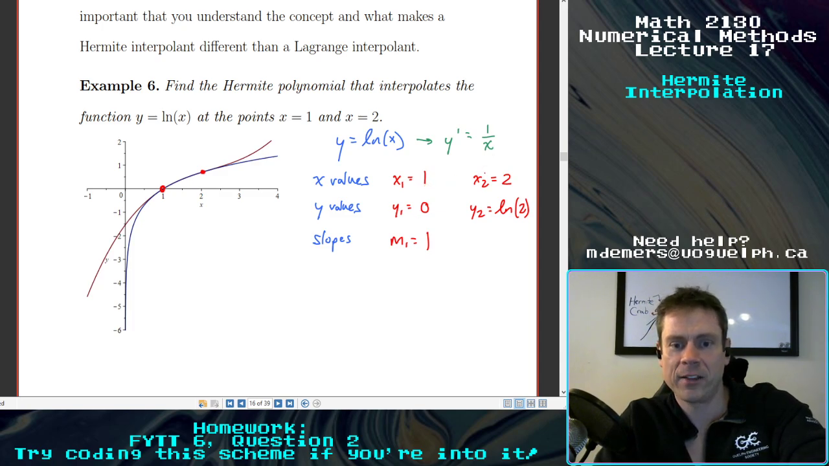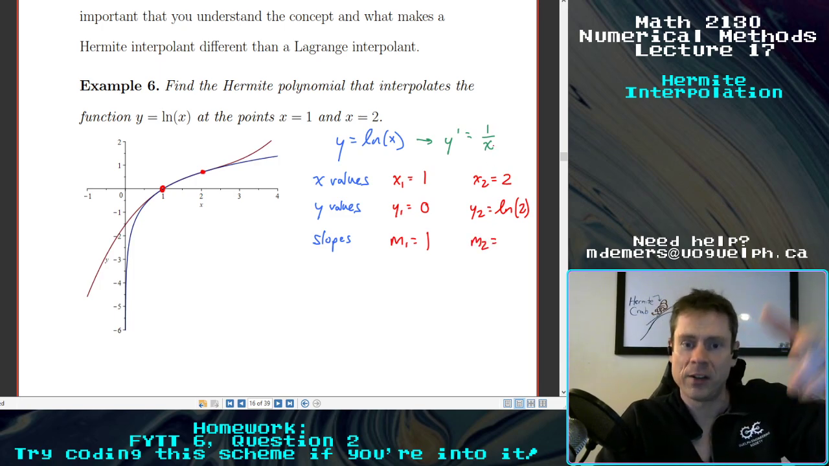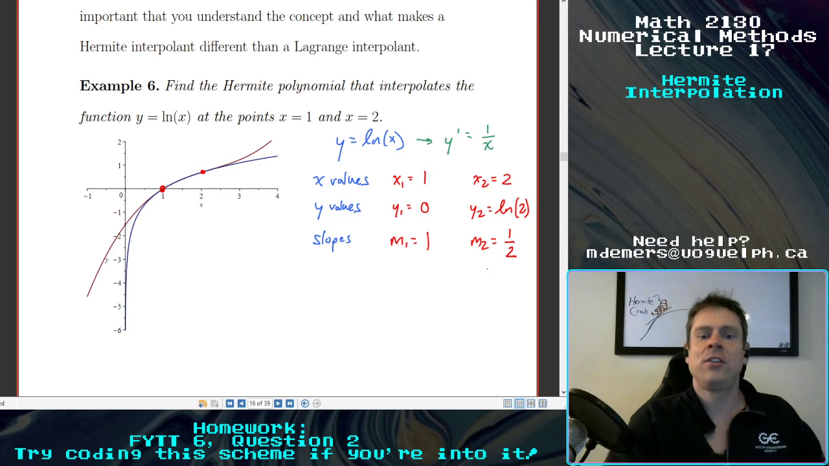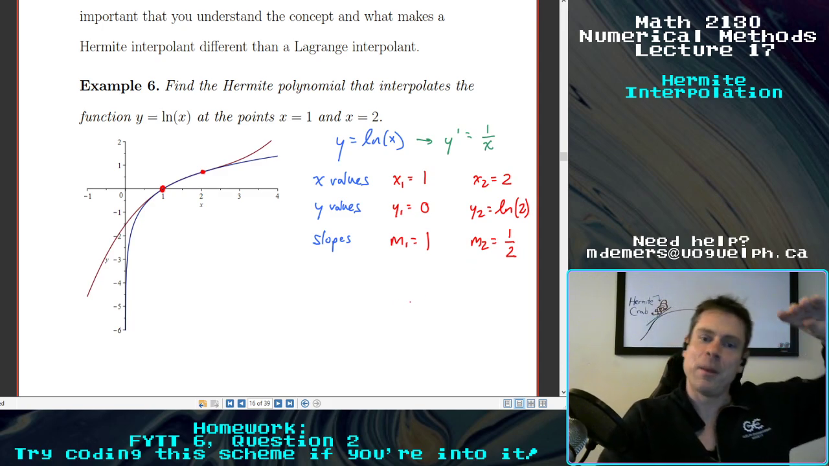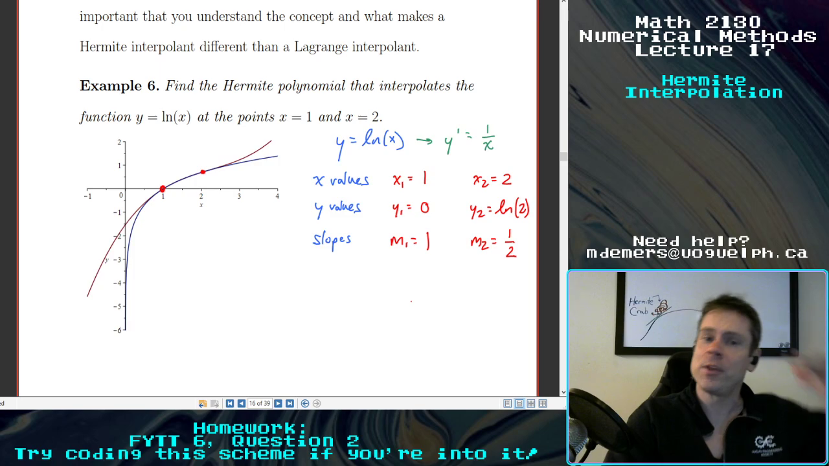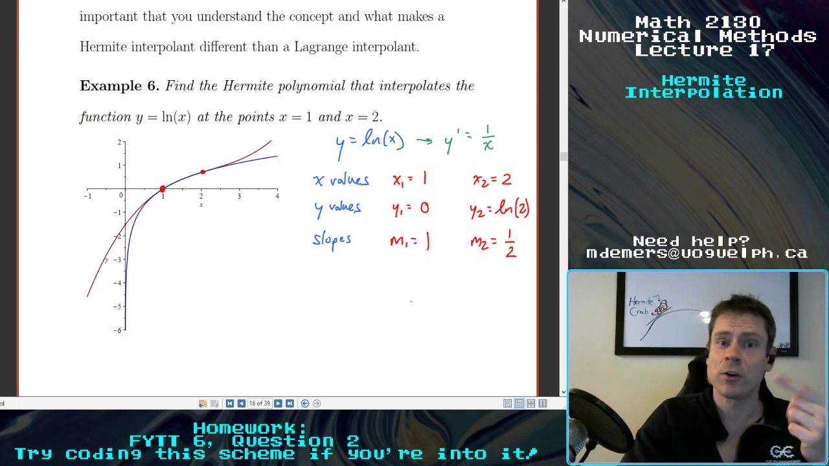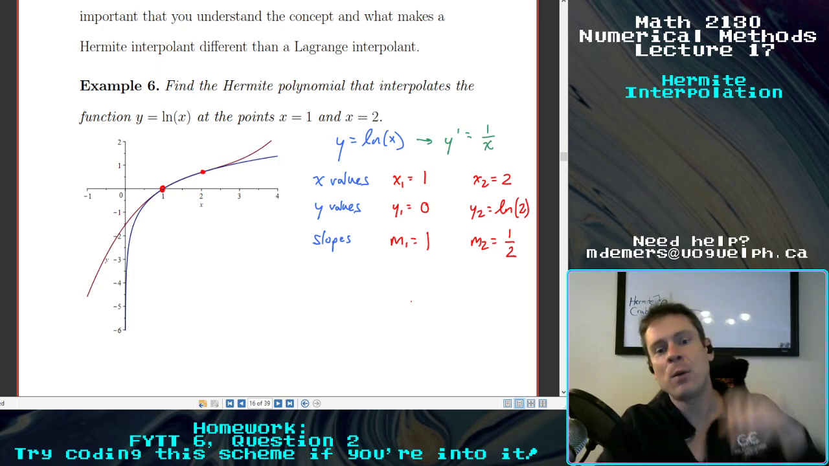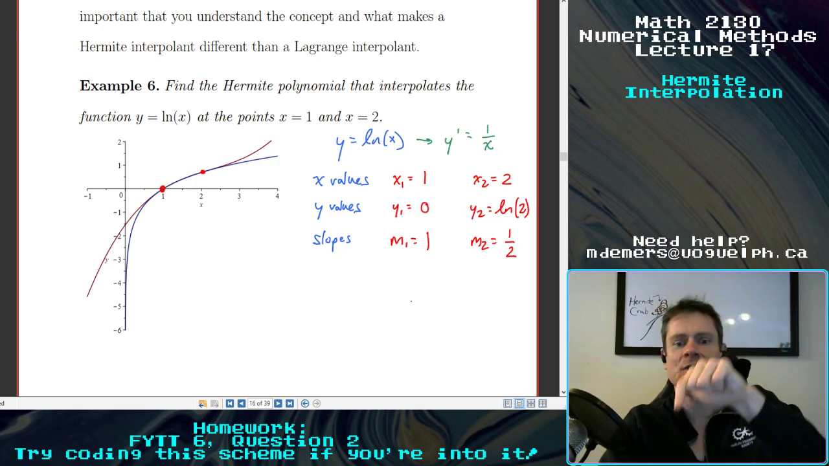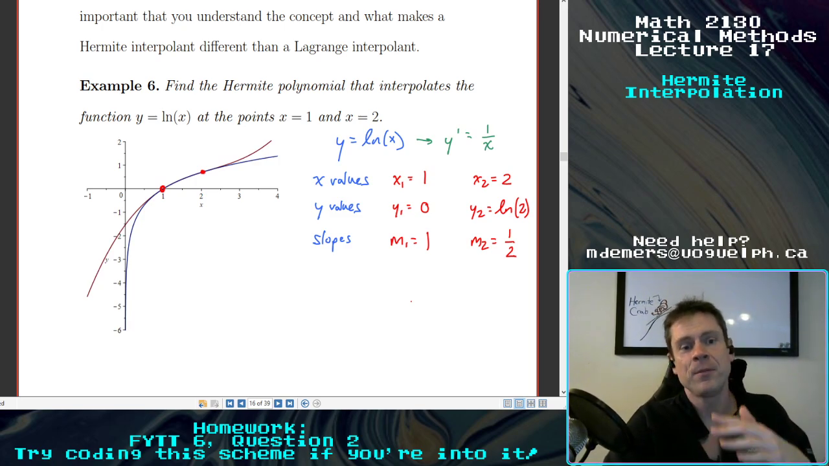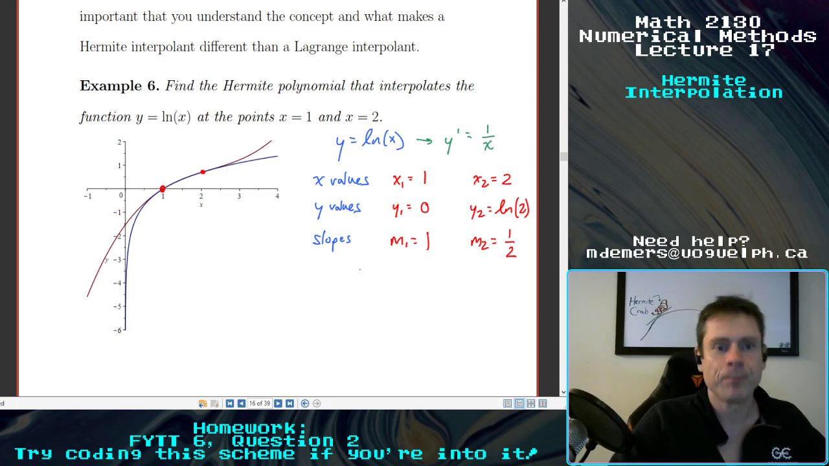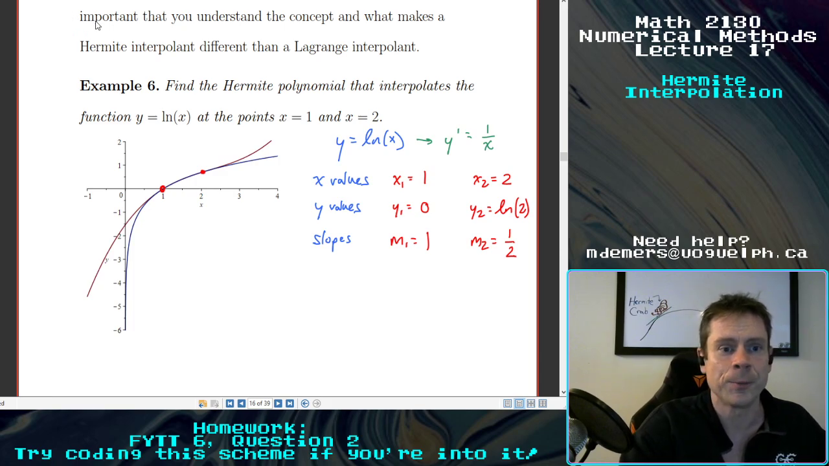And when x2 equals 2, m2 is going to equal, subbing the 2 into the slope formula, 1/2. So I know that I want the polynomial that we get to pass through the point (1, 0) with the slope of 1, and we want it to pass through the point (2, ln 2) with a slope of 1/2. That's the polynomial that we'll be looking at. And as part of this whole thing, we need those basis functions. So let's do that as the next step. Construct our basis functions.